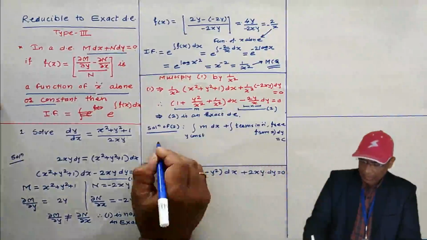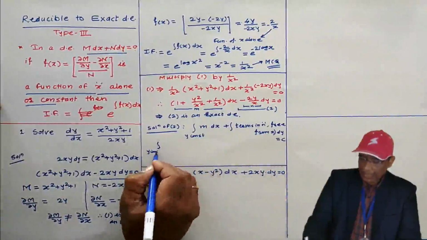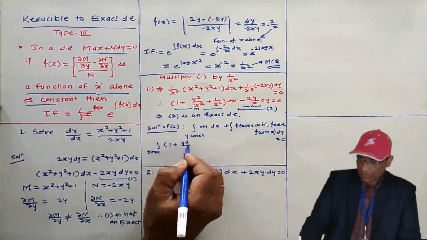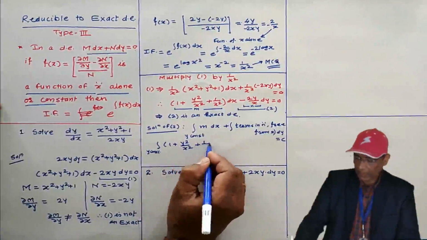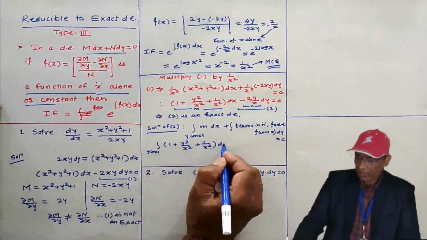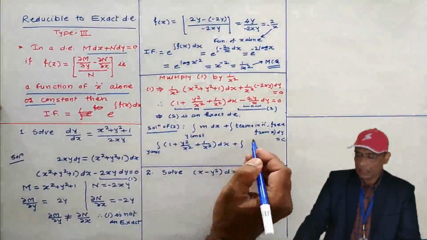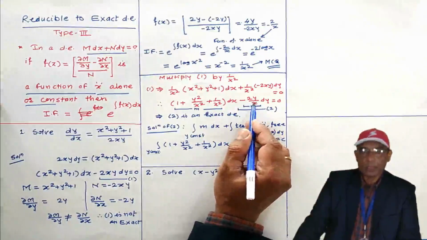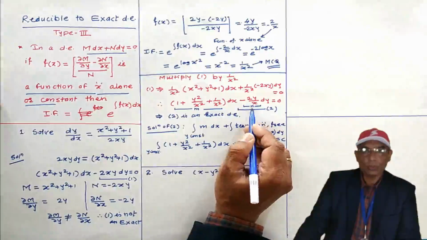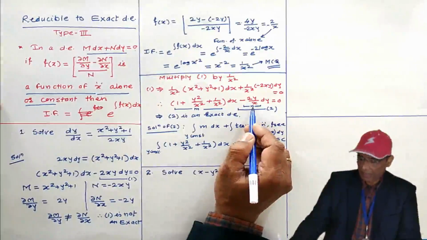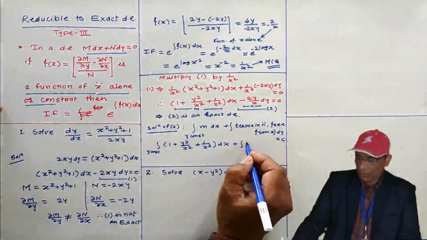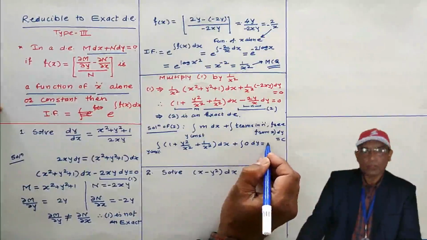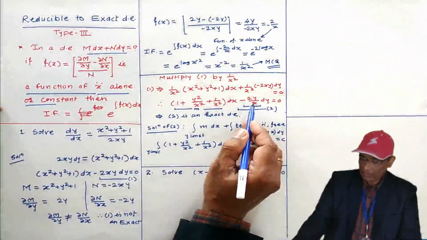Now I have to take the integral keeping y constant. M is 1 plus y square by x square plus 1 by x square dx, and N contains the single term minus 2y by x, and that term contains x, which means in N there is no term in y free from x. We can write 0 term in N which is free from x. There is 0 term, no term in N which is free from x.